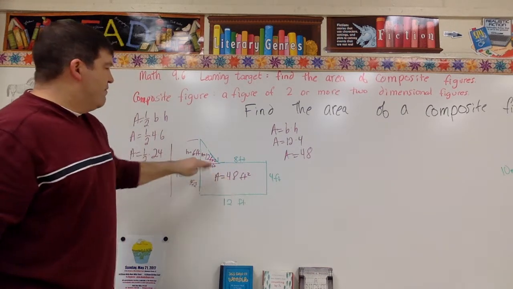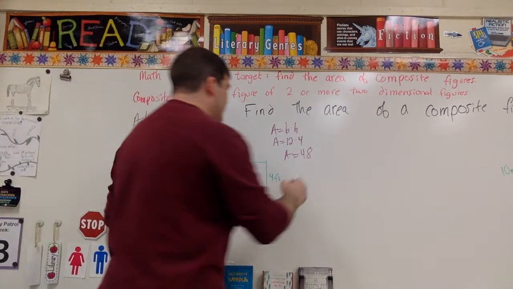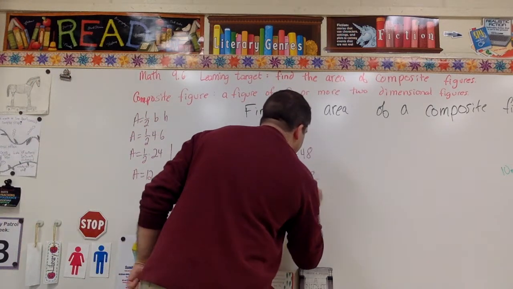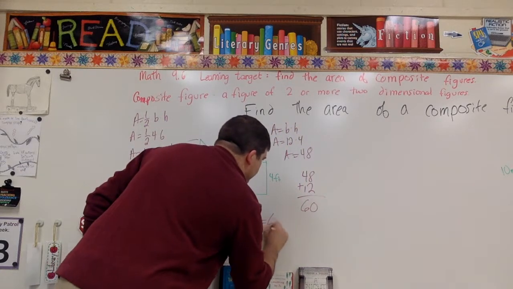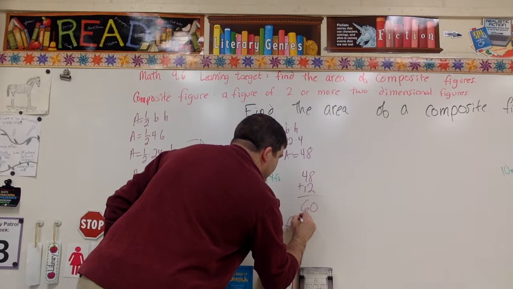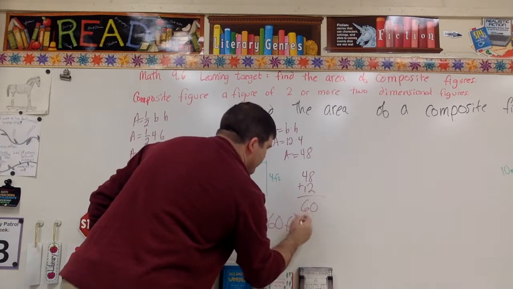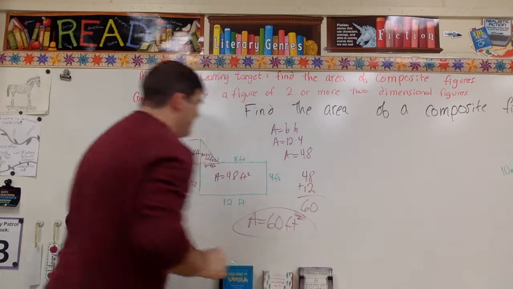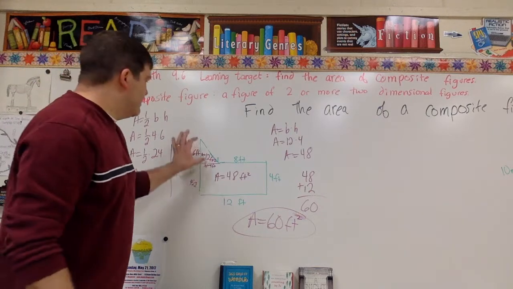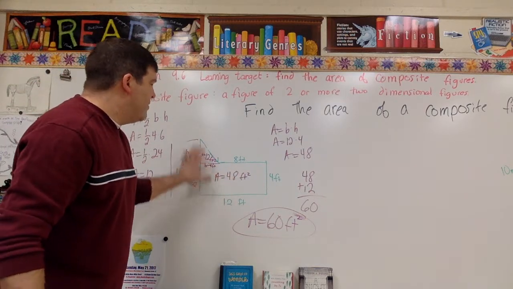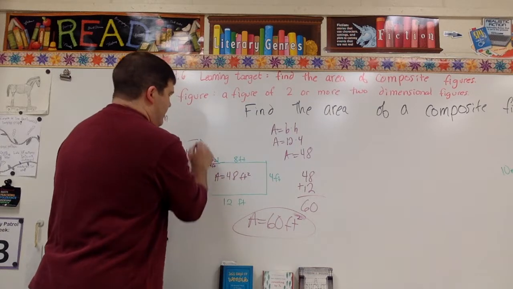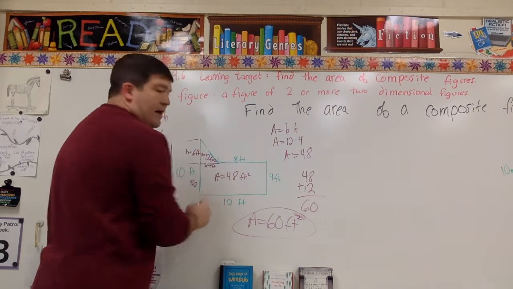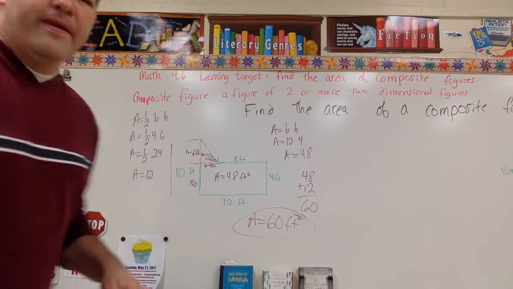48 feet squared here, 12 feet squared here. Put those two shapes together. 48 plus 12 gets me 60. The area equals 60 feet squared. Okay? So I just found this little triangle, this parallelogram, put them together. Now I have the composite area. The area of this composite figure. Okay? Let's do another one.